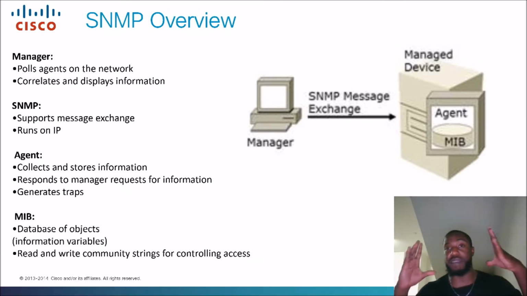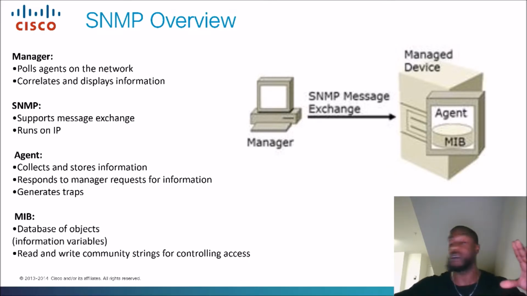MIB, we said, is a database of objects, so kind of like all the parts of the car. Remember, we used the car as an example in the last video. All the parts of the car, we have the headlights, the brake lights, the tire, the brakes, the engine, right? We have the different parts, and each corresponding part has an object identifier, an OID. And that's how we compared the SNMP architecture to a car. It has different parts and lets you know if something happens, gives you an alert, just like the dashboard.